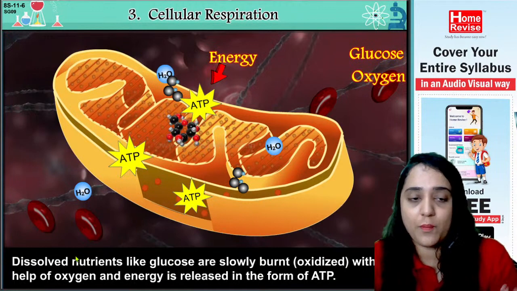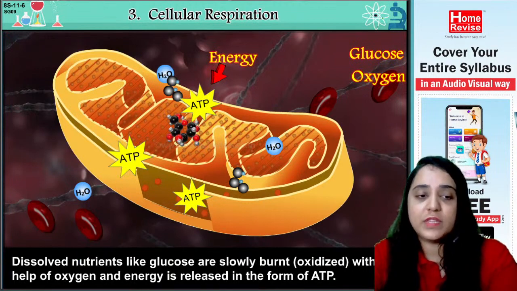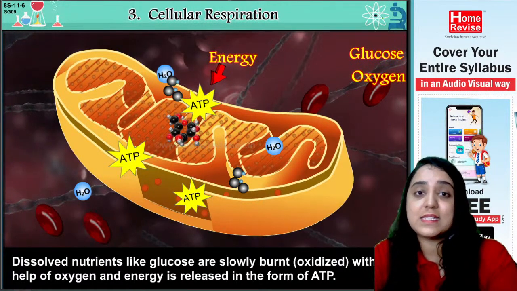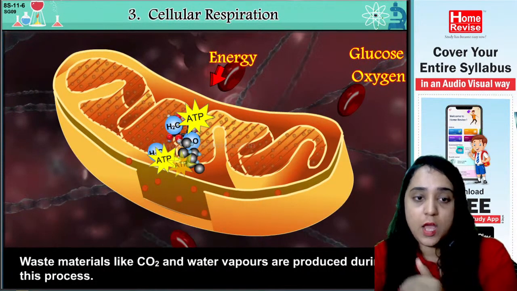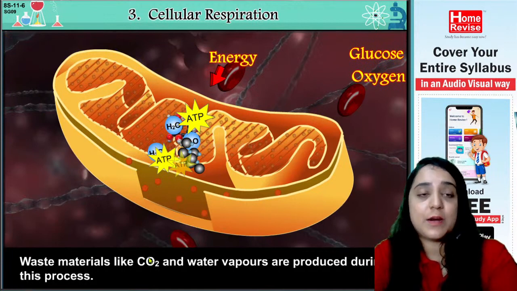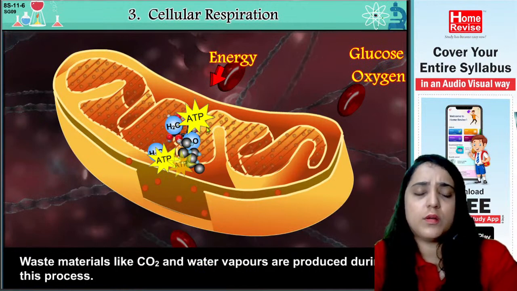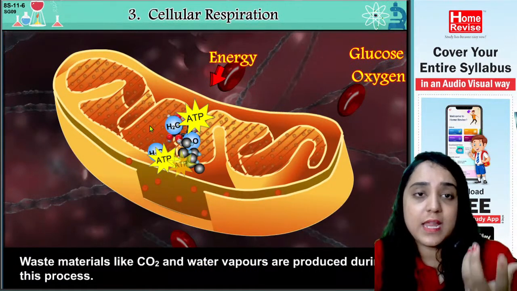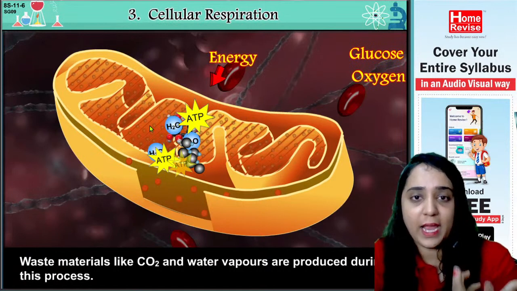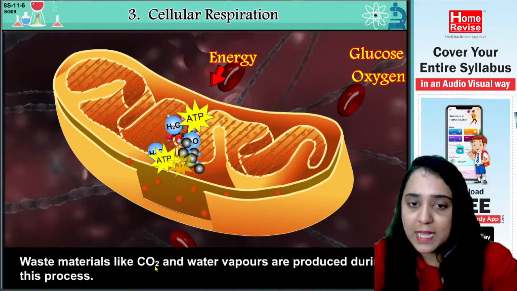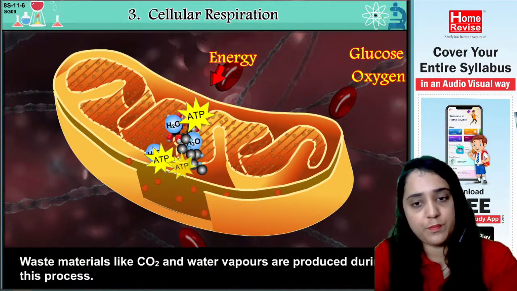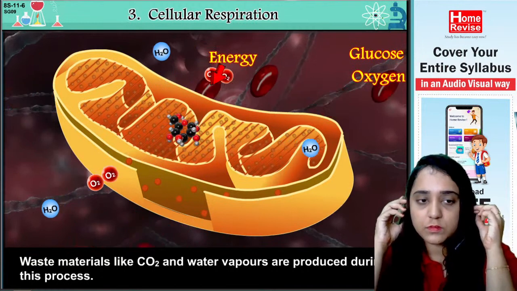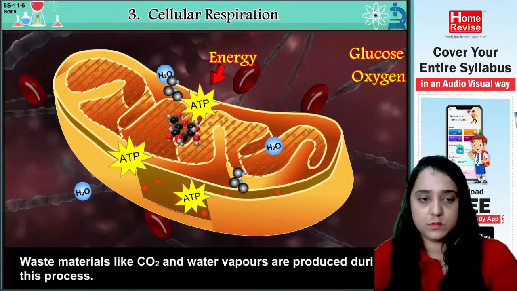Energy is released in the form of ATP. This is known as the cellular respiration, as this process takes place within the cell. Also, waste materials like carbon dioxide and water vapor are produced during this process, along with the release of energy and ATP.